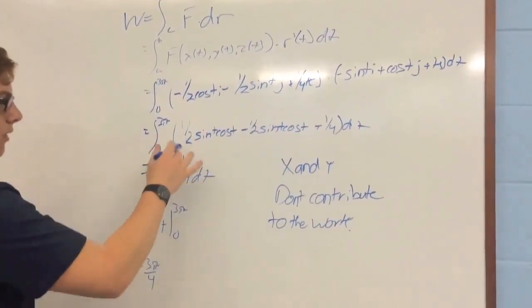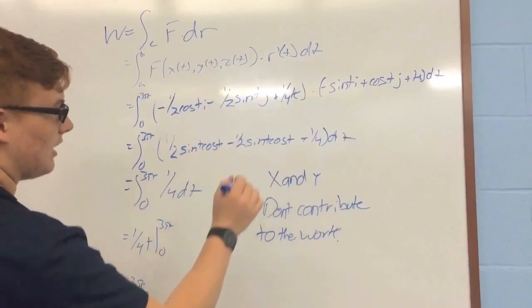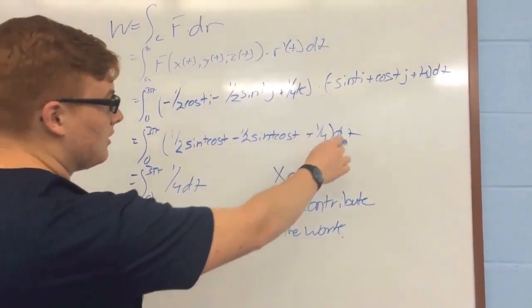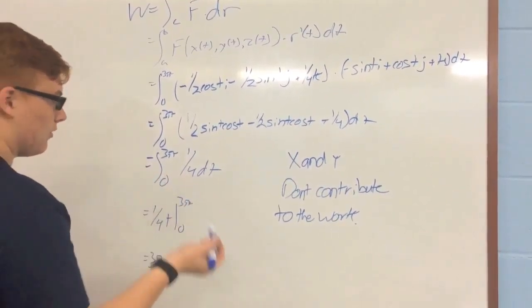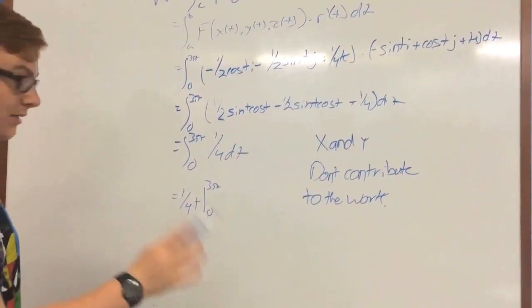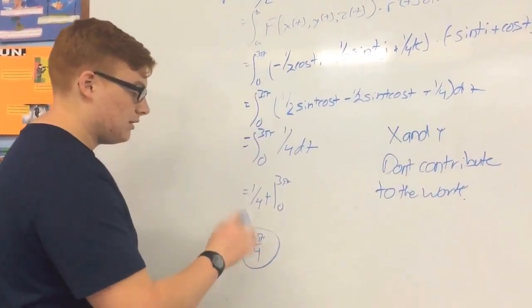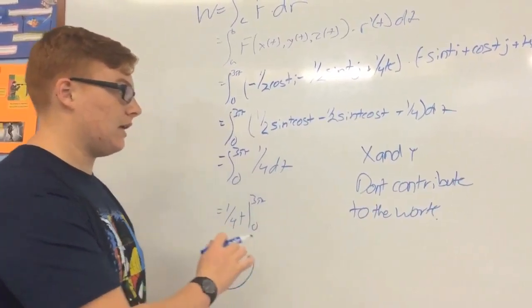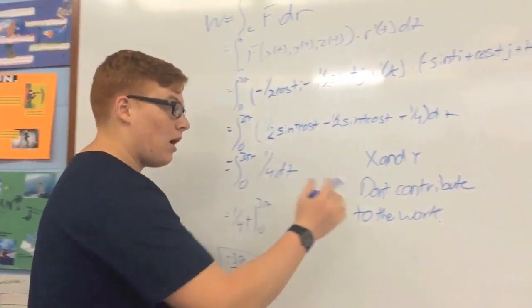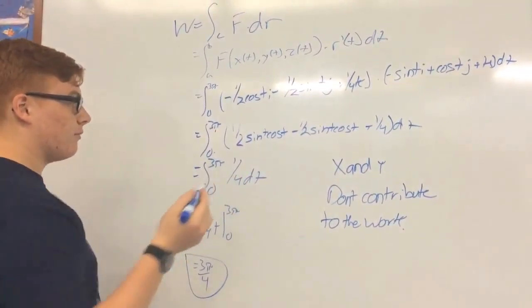Simplify that down, you get 1/2 sine t cosine t minus 1/2 sine t cosine t, so those cancel out, and you're left with just 1/4 dt. So again, you get the integral from 0 to 3 pi of 1/4 dt, which eventually simplifies down to 3 pi over 4. So that's the total work done by the force field on the particle traveling along the curve C. So you may notice that x and y were not in this equation anywhere. We only used the z variable changing from 0 to 3 pi.